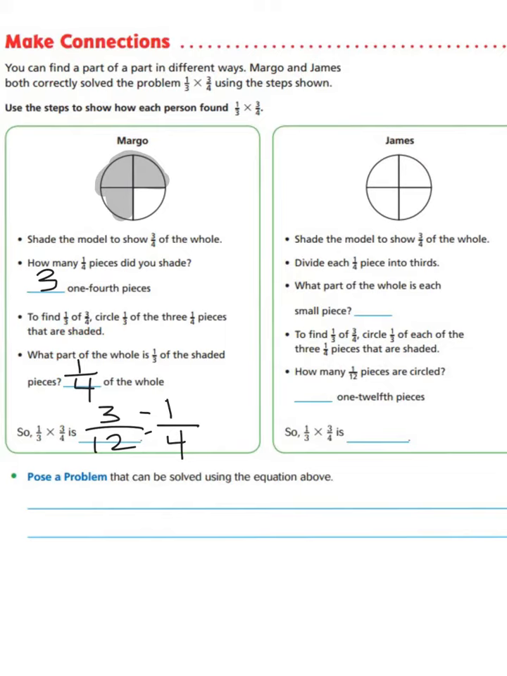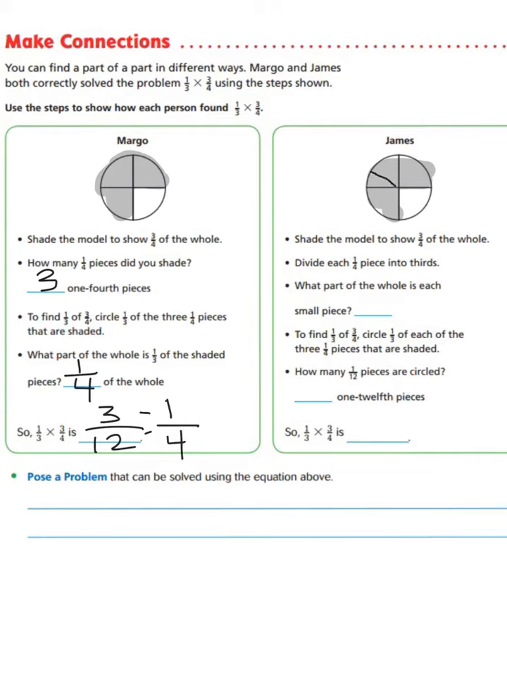Now let's look at how James did it. It says to shade the model to show 3/4 of the whole. Okay, we can do that to show 3/4 of the whole, kind of the same way that we did with Margot. Now our next step says to divide each 1/4 piece into thirds. Now this is not going to be very neat, but I'm going to try and do it for you. So it says to divide each into thirds.